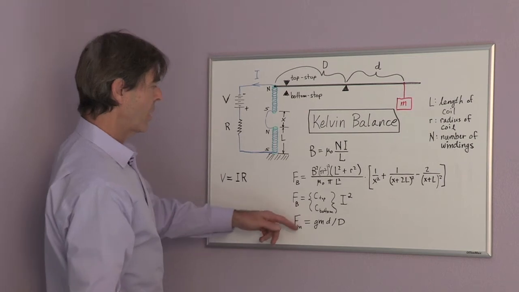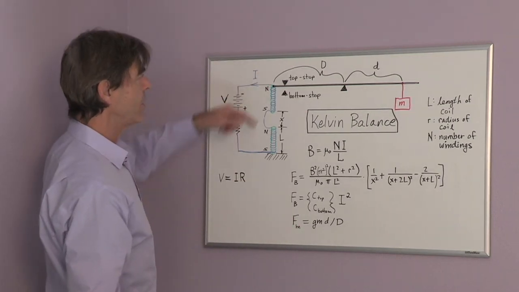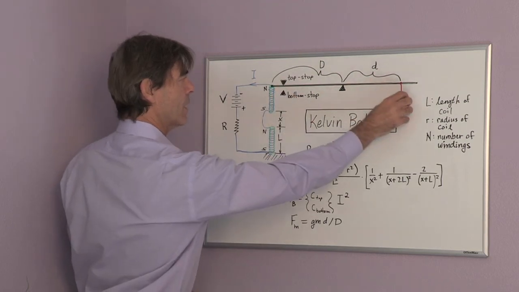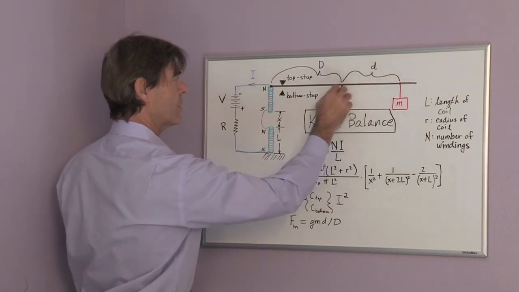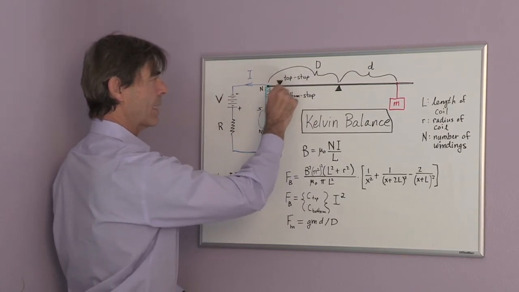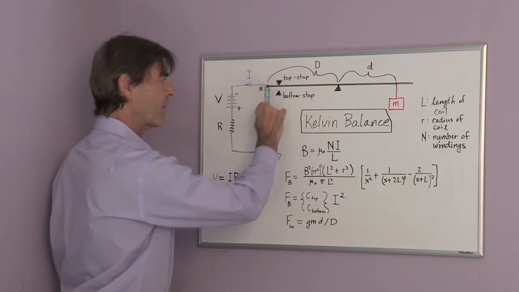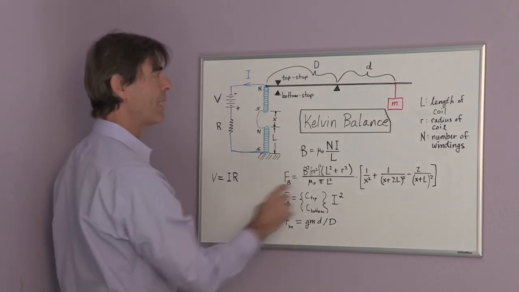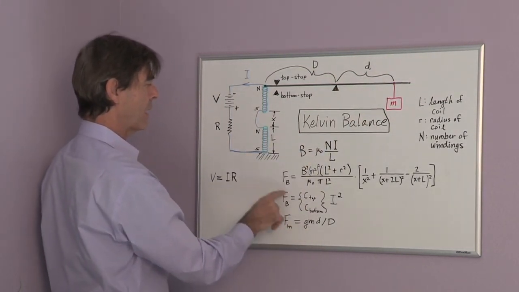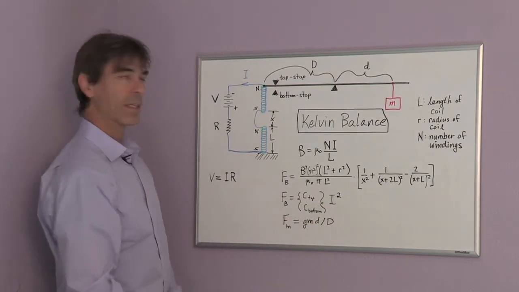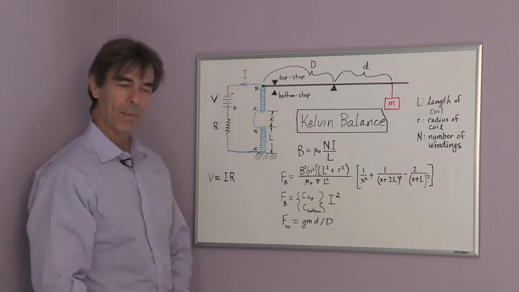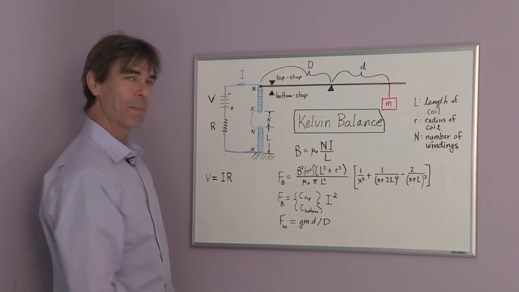And so what I need to do is to move this mass, if I'm in the top position, to the left so that this force that is keeping it up decreases, and then it'll flip and go into the bottom position. I measure that distance, and I can now determine the current by using this equation. It sounds complicated, but it'll work.